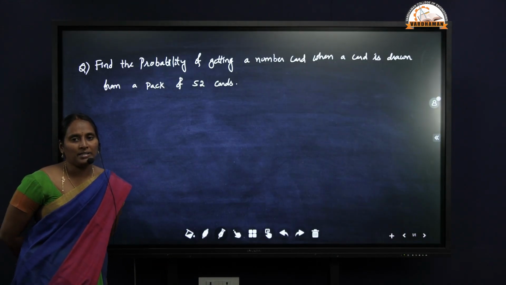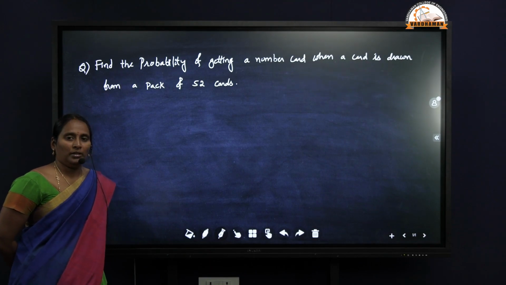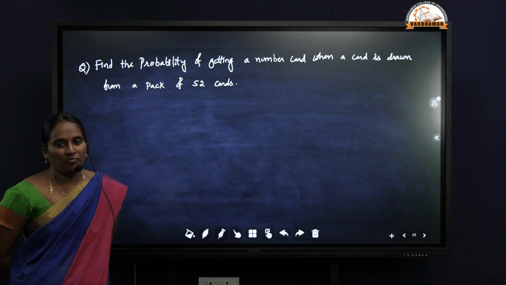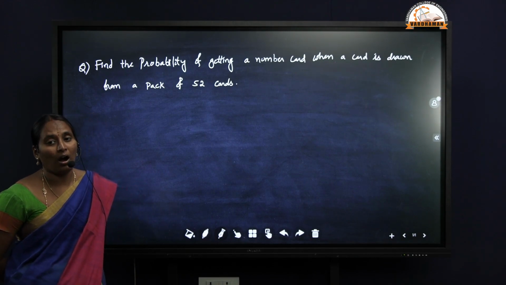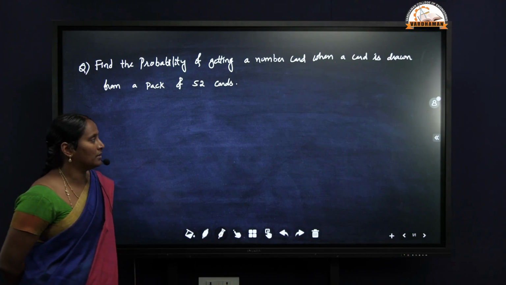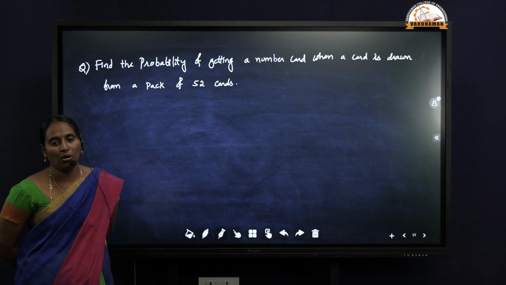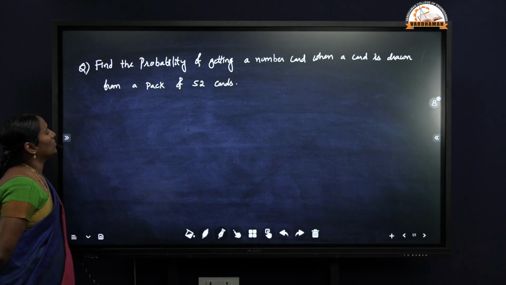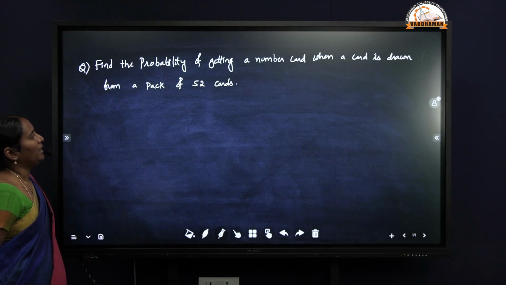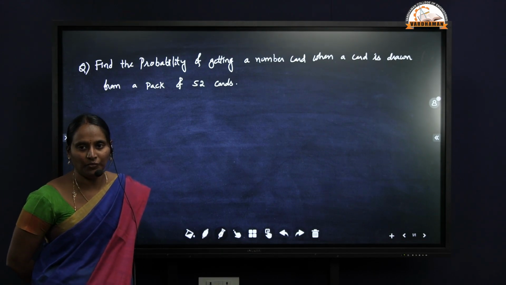Now let us see the basic problems in probability. The first one: all of you know that a pack of cards has 52 cards, with diamonds, hearts, spades and clubs having 13 each, and Ace, King, Queen and Jack having 4 each. Now let us see the question: find the probability of getting a number card when a card is drawn from a pack of 52 cards.